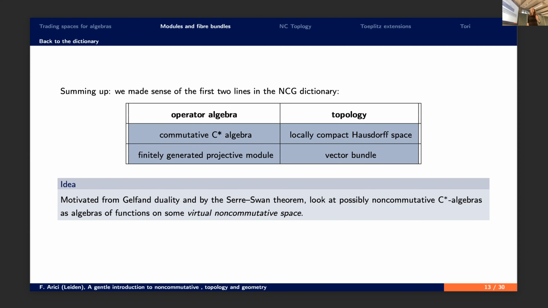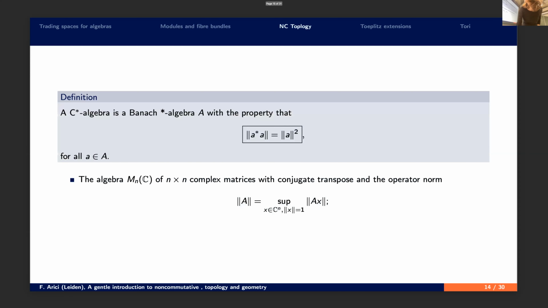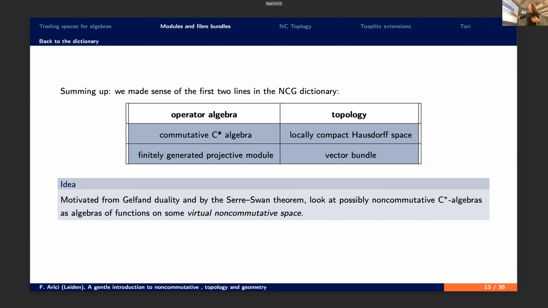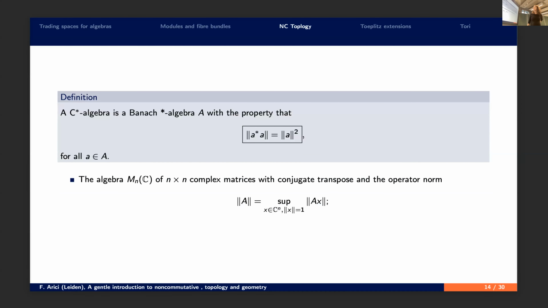Okay, so now, because of this analogy, I would like to talk a bit about examples of non-commutative C-star algebras and what they can do for you. I will consider some very basic examples just to give you an idea of what kind of objects we encounter. But before that, I have to give you the definition of a C-star algebra.